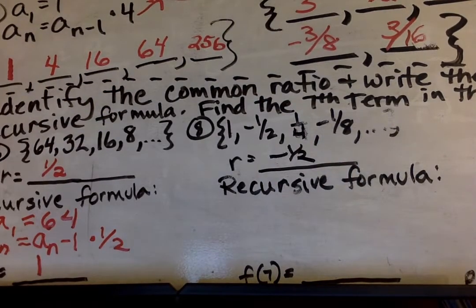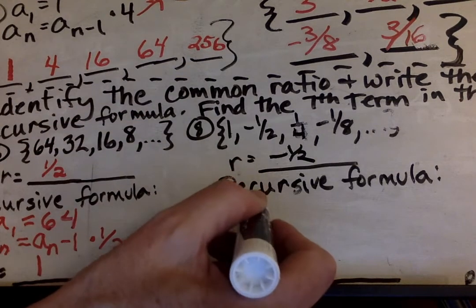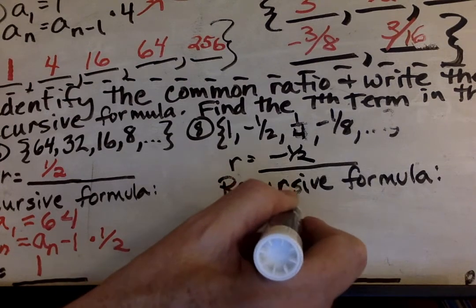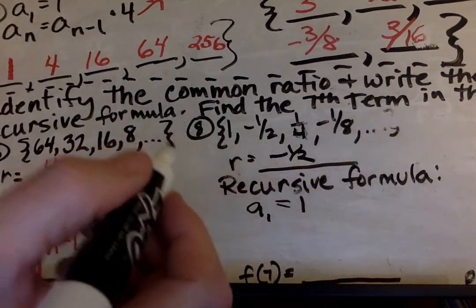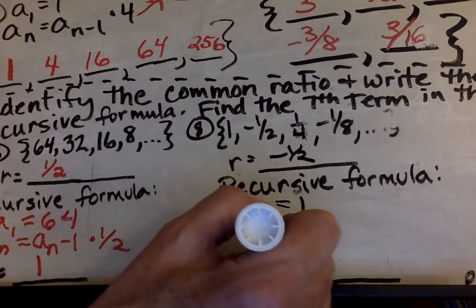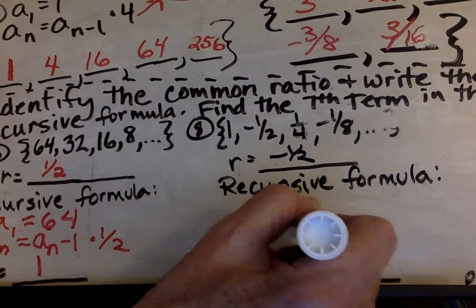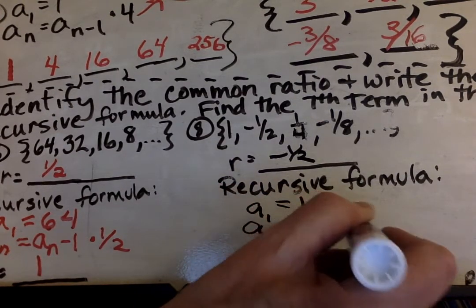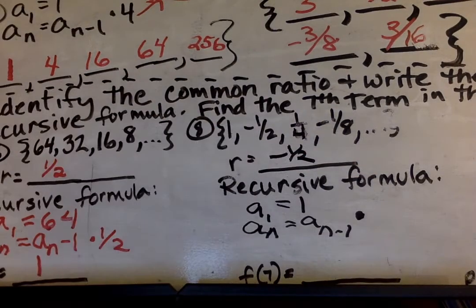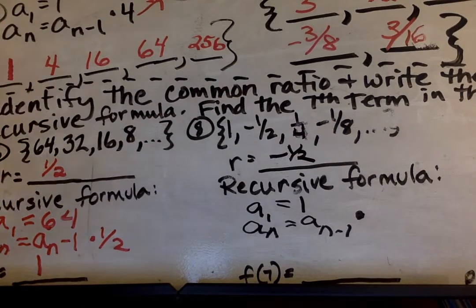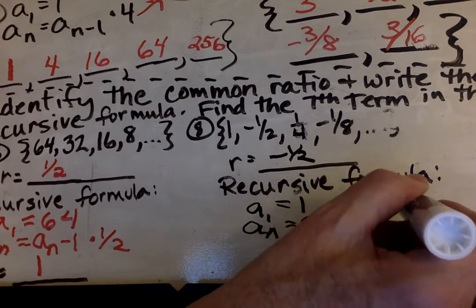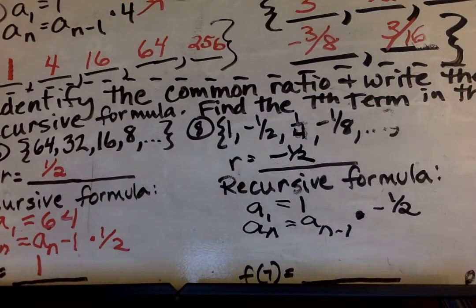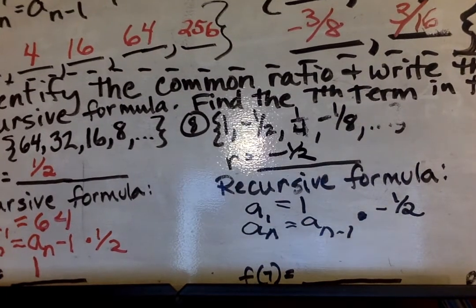Okay, so then the recursive formula would be, what's a_1? a_1 equals 1. And then a_n equals a_(n-1) times, what is our r? -1/2. And then we need to find the last, or the 7th term in the sequence.